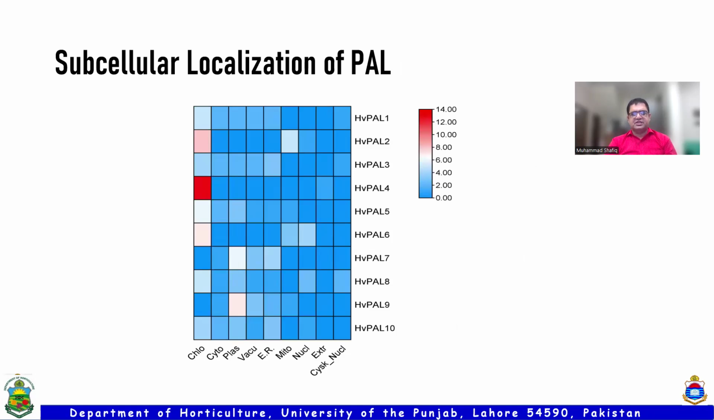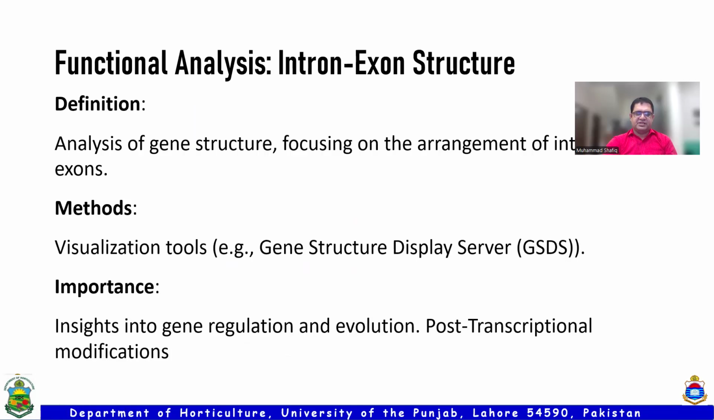So we have done this for the whole Hordeum vulgare. That is the genes' location and subcellular localization, and from that, this gene is present mostly in the chloroplast, and some other genes have their presence in some other parts of the cell.